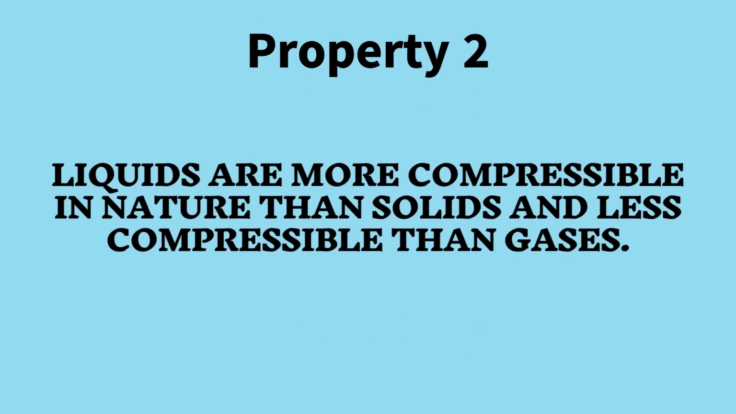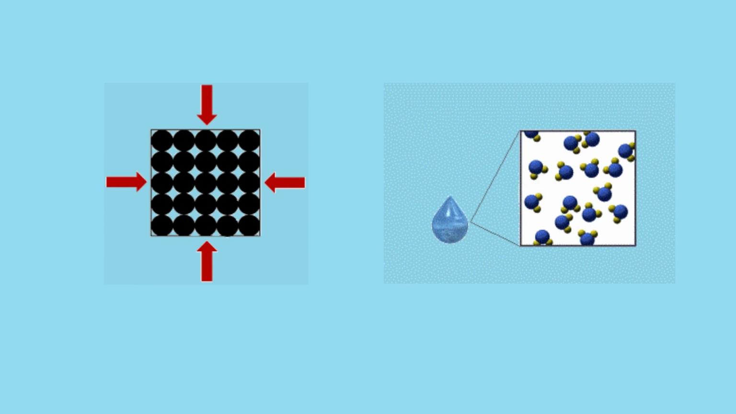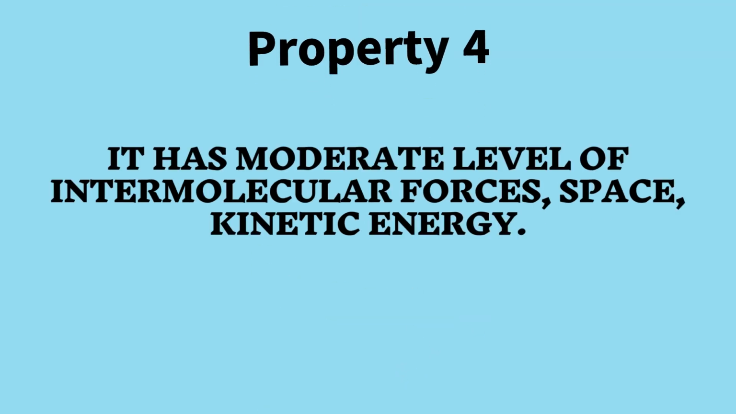The second property explains that we cannot compress the liquid easily because its particles are tightly packed. The third property explains that when we pour down the liquid from the container, the liquid can flow. This tells us that liquid is a fluid. I will explain the last property soon.